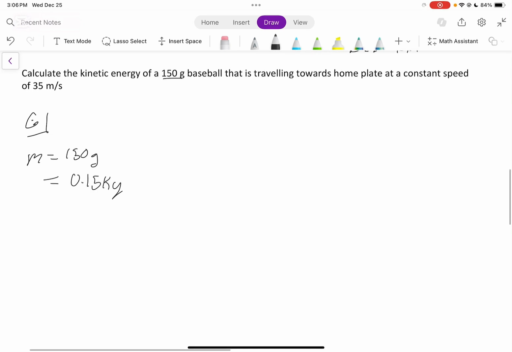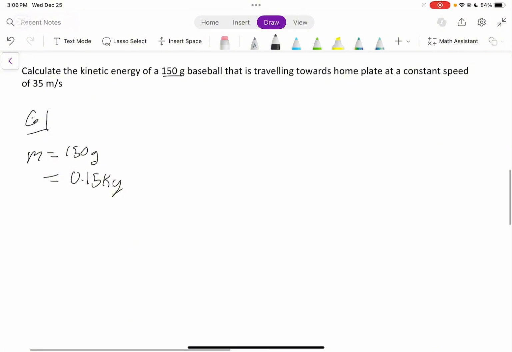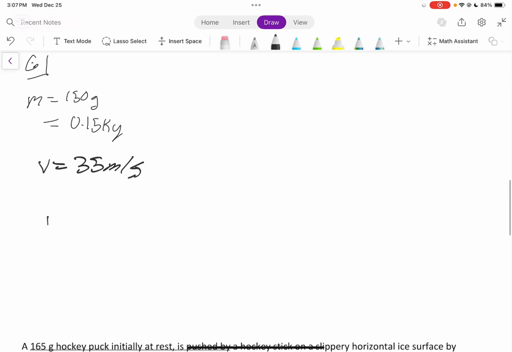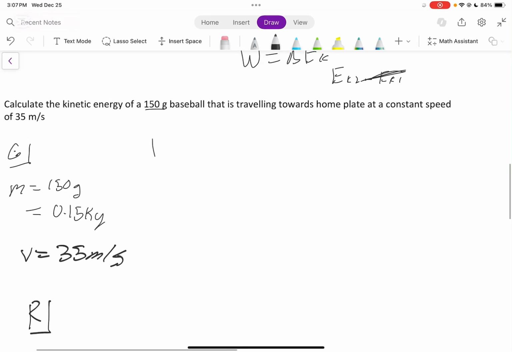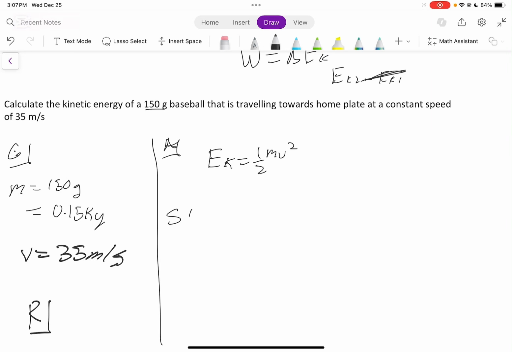Now that you have kilograms, you can go into the next part, traveling towards home plate at a constant speed. So we know that the velocity is just 35 meters per second. And that's pretty much all we really need. Now we can just go straight into our analysis. We know that EK is equal to 1/2 mv squared. And we just go into our solution.